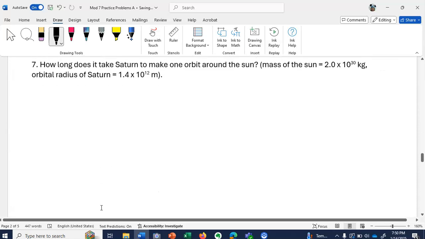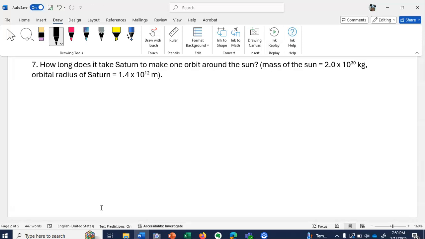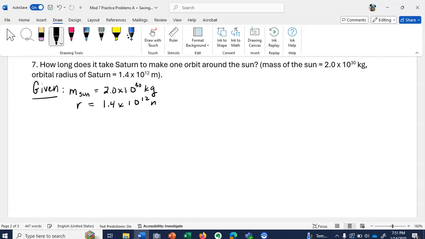Number 7. How long does it take Saturn to make one orbit around the sun? So we are given the mass of the sun, the radius of Saturn, and then we're going to use our universal gravitation constant. We're looking for period, which is time.